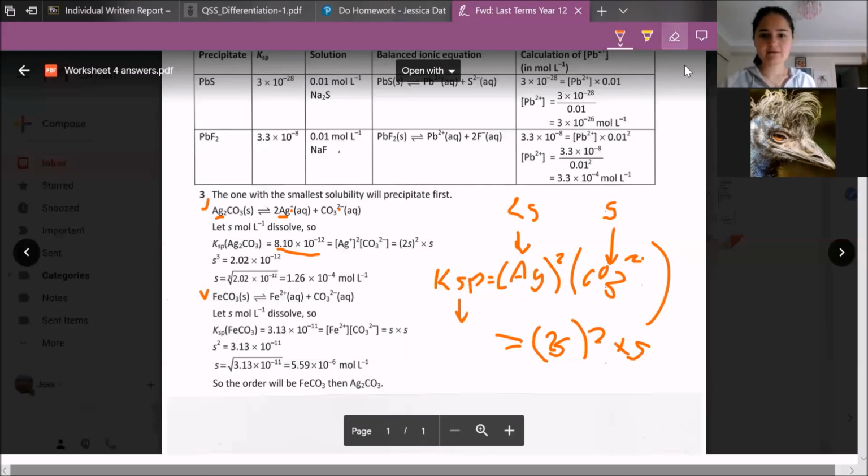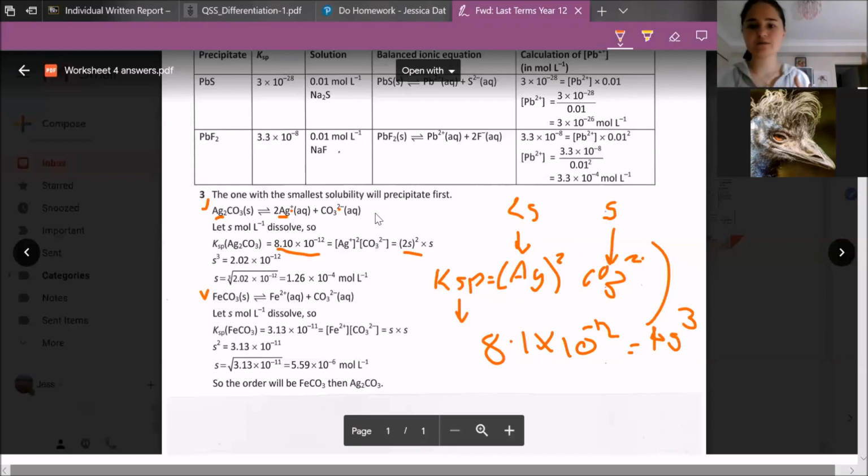What you're going to get, not add. Remember, it's times. So you're going to get your Ksp. What's your Ksp? It's 8.1 times 10 to the negative 12. Is that correct? Perfect. And it's going to equal 4s cubed. Do you know how we got 4s cubed? Times 10 to the negative 12.